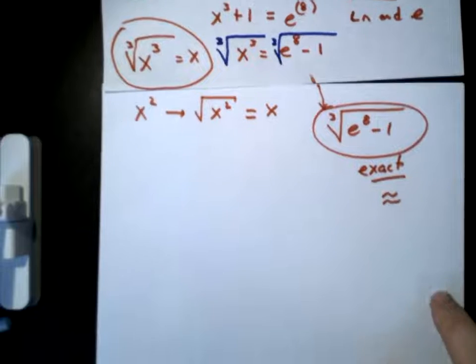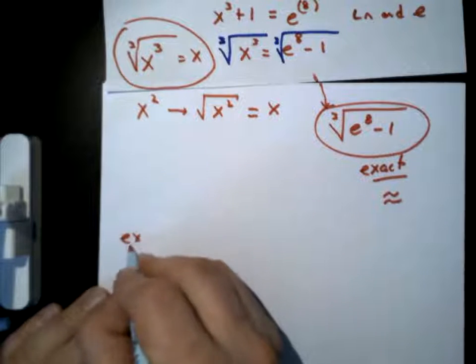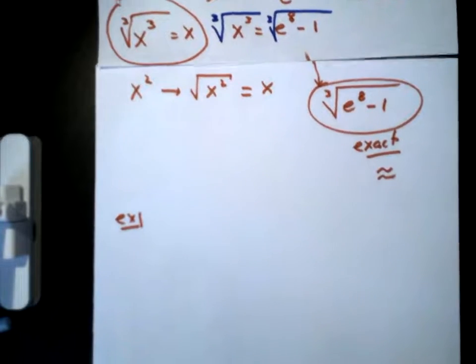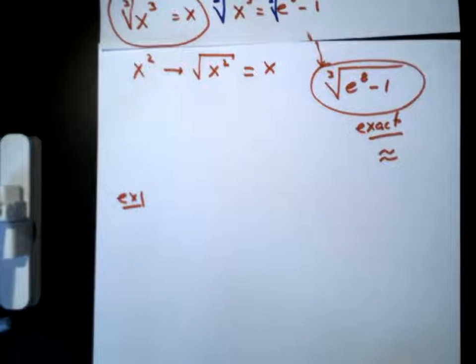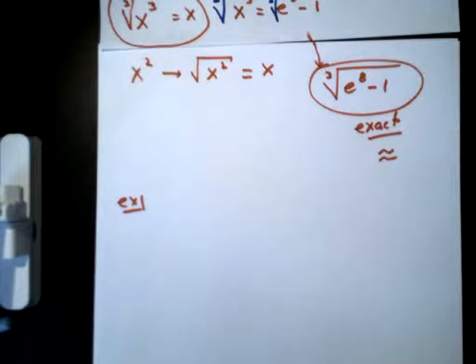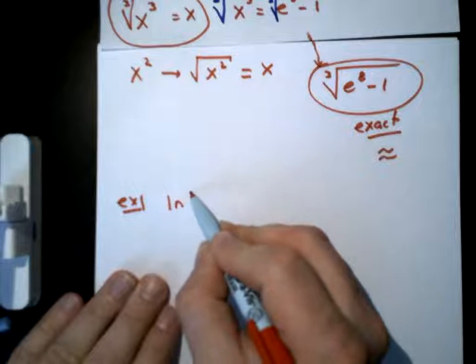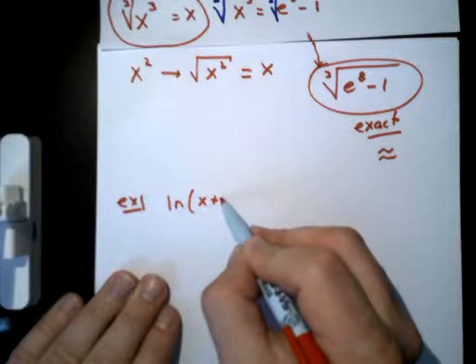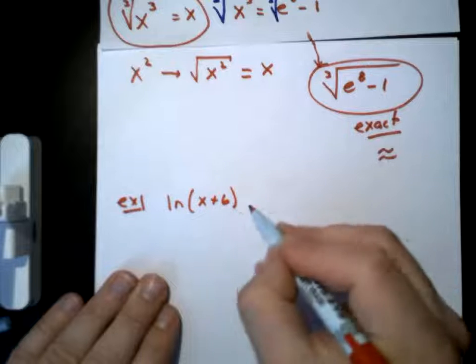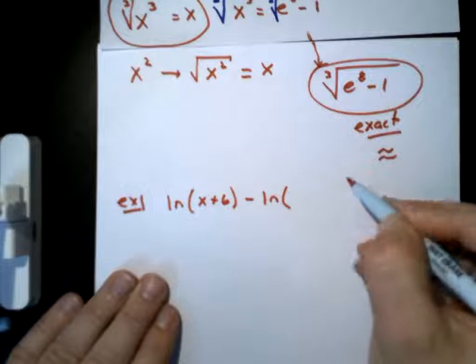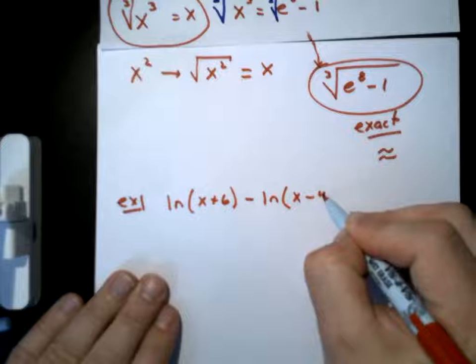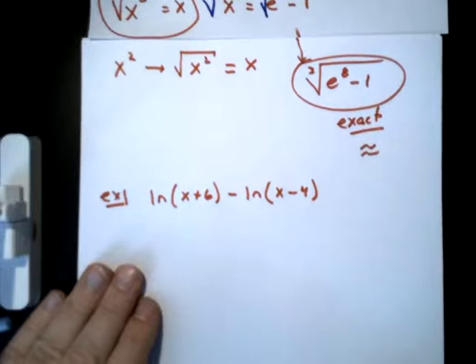Okay. All right. A couple more here. So what if I have e to the x, or sorry, example. Let's make this a little bit more interesting. What if I had natural log of x plus 6 minus ln x minus 4? So here we go.